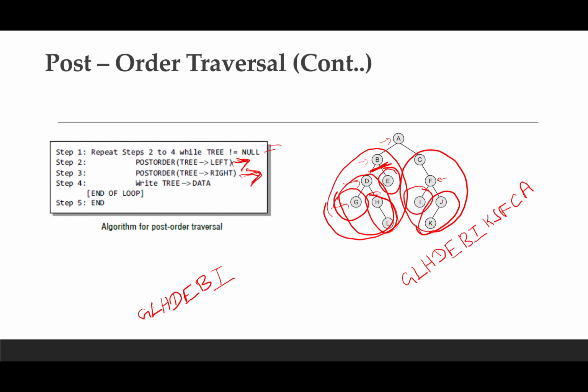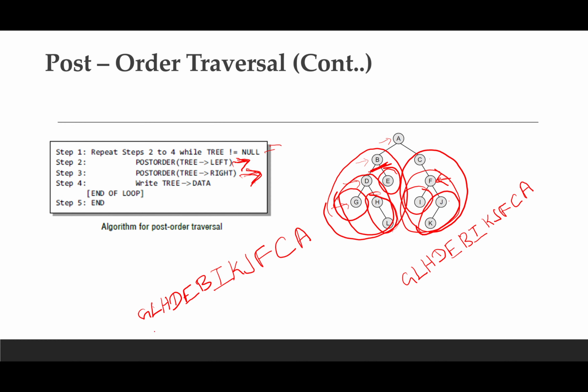So it is K. Then it will call the left and right. It doesn't have left and right. So it will write the data, that is K. Then it will call the right function, doesn't have data. So it will write the J. Left and right we have completed here, so it will write the F. Here also left and right are completed, so it will write the C. And here also we have completed left and right, so it will write the A.